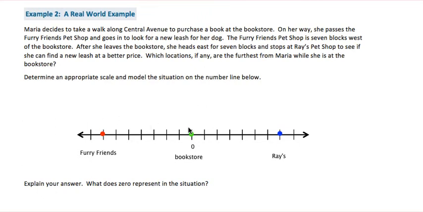Our scale in this example was increasing and or decreasing by 1 each time. 1, 2, 3, 4, 5, 6, 7. And likewise on the negative side. 0 in this situation is our bookstore, which we had to determine before we could locate Ray's pet shop anyway.